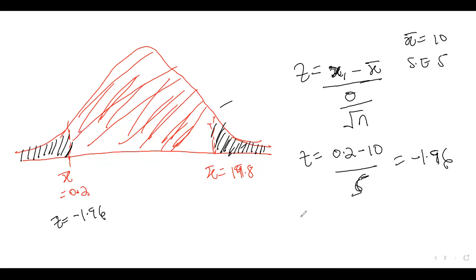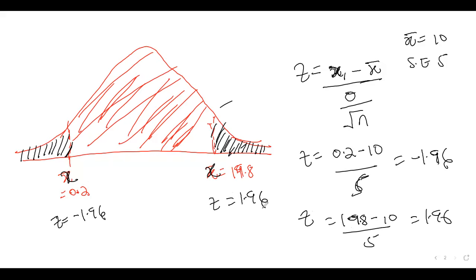Then, if you compute the z-value of 19.8, it will be 19.8 minus 10 over 5, you get 1.96, all right? So these values here, x is 0.2 and x is 19.8. The 0.2 corresponds with a z-value of negative 1.96. And then the 19.8 corresponds with a z-value of what? 1.96. All right, so follow this analysis carefully.